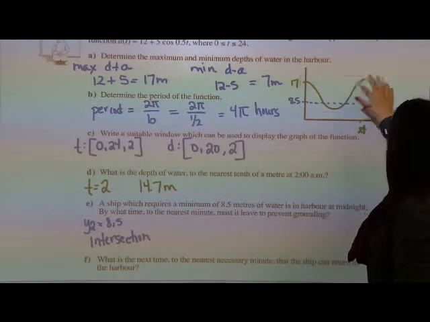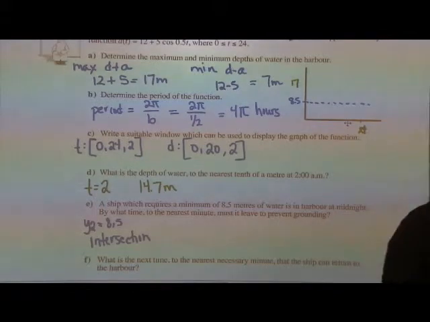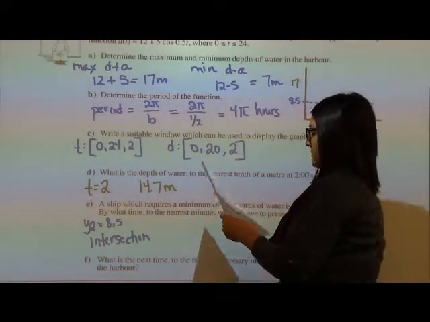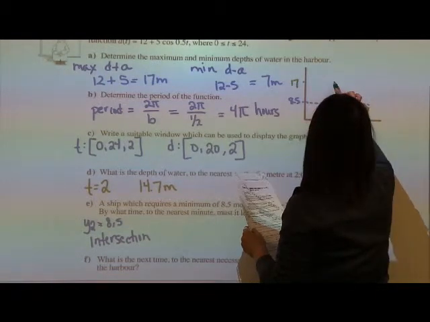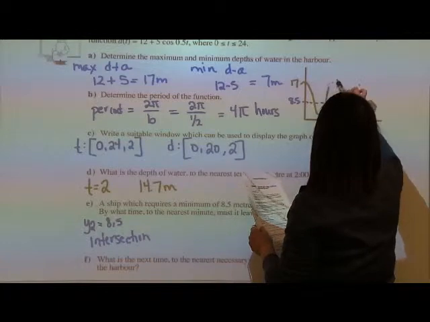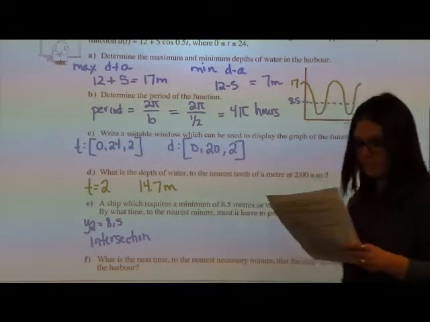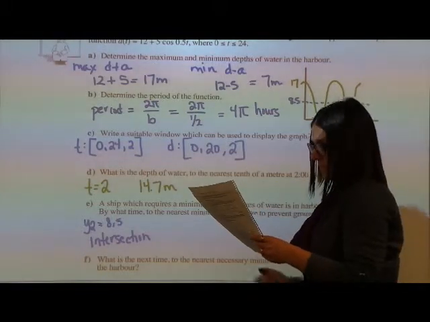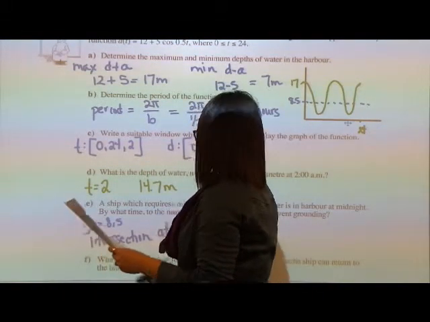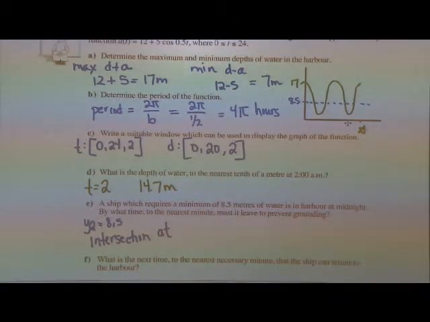I'll give you a moment to do that. I need to fix this graph because I just realized I don't have enough cycles in the 24 hours. So what's my intersection point?